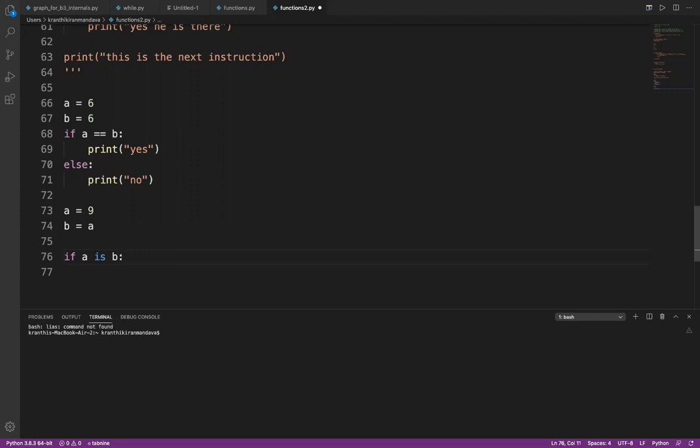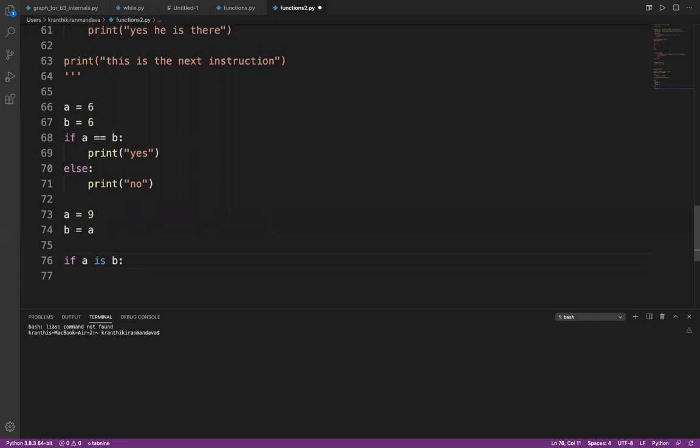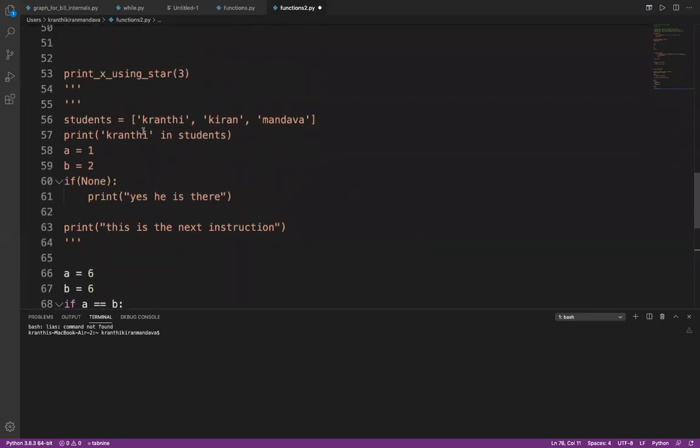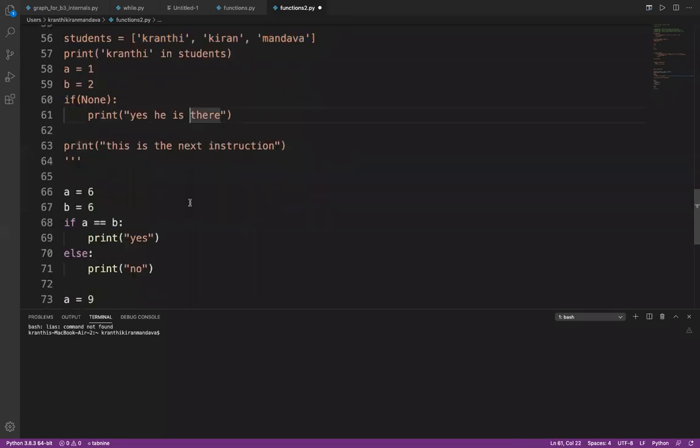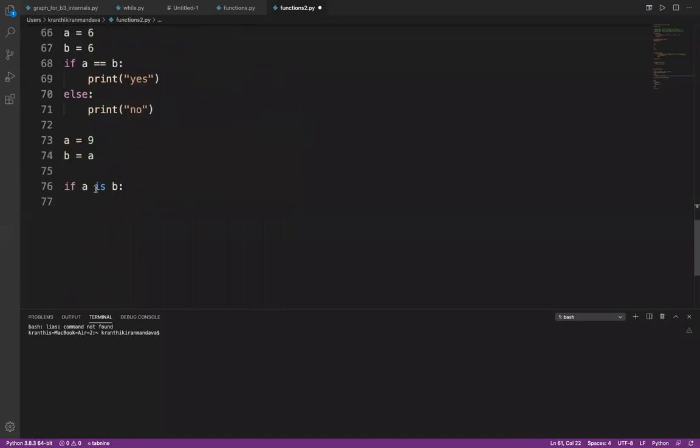In the membership case, yesterday we have shown you, right? The in is an operator which is checking whether some value is there in some list or dictionary or set or something. So whether Kranti is having a membership in the list is being checked by an operator called in. Okay. So here it is checking whether A's identity is equal to B's identity.